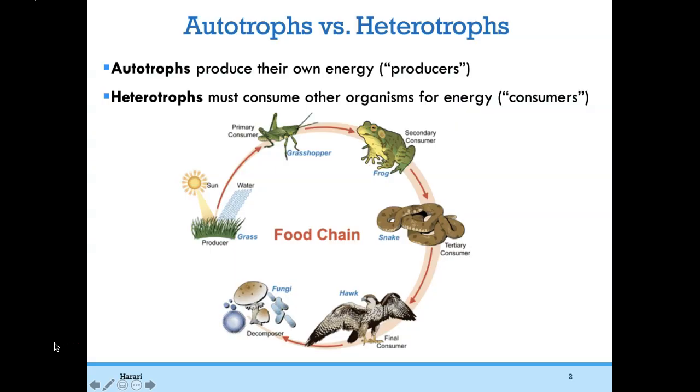So let's go back to the very beginning when we described all organisms as either able to produce their own energy or able to consume other organisms for energy. So there's two types of organisms. Autotrophs produce their own energy. We also call autotrophs producers because they produce their own energy. Heterotrophs must consume other organisms for energy. So since they must consume other organisms, we call them consumers.